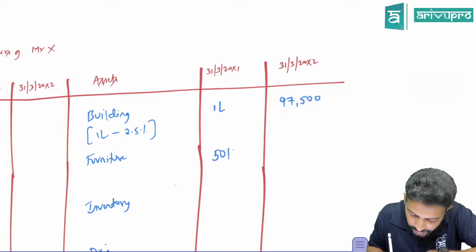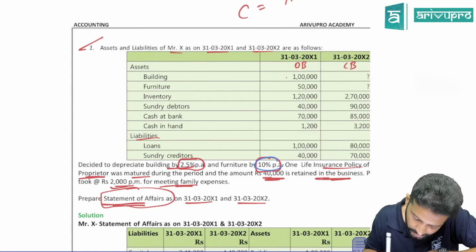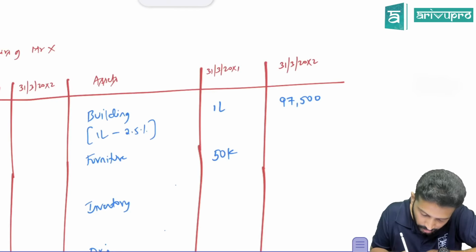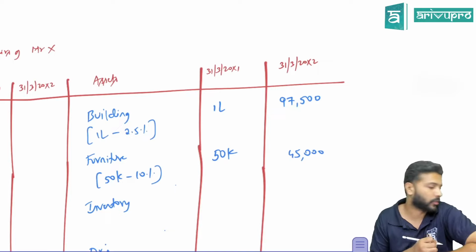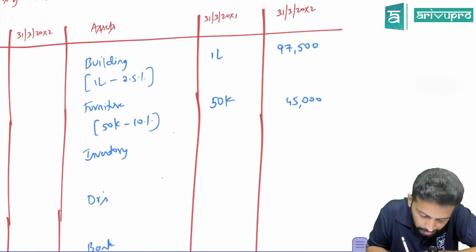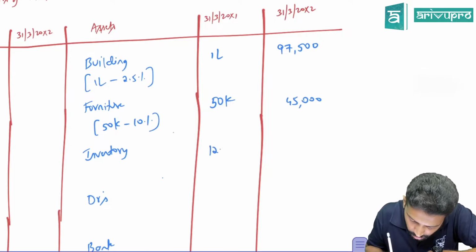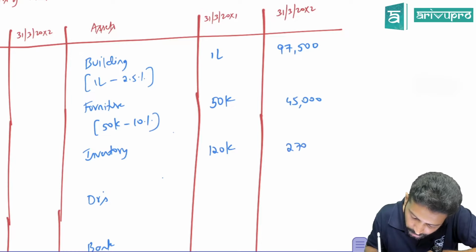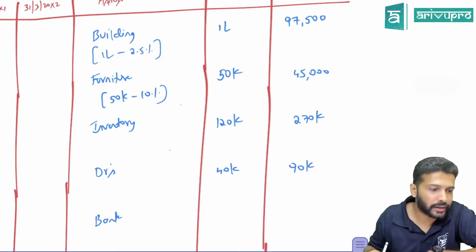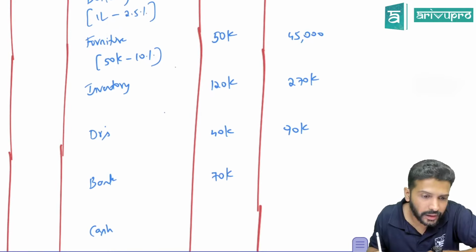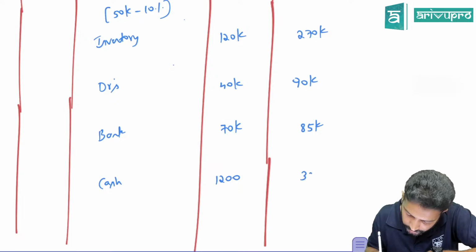Similarly, furniture. What is the balance given? Opening balance given is 50,000. Is there any depreciation on furniture? Yes, at the rate of 10%. Okay, 50,000 is the opening balance. So deduct 10%. That will be what? 45,000. After deducting depreciation, furniture value has become 45,000. Similarly, inventory value given is how much? Opening is 120. Closing also they have given as 270. Great. Debtors 40 and 90 given. Cash at bank 70 and 85. Cash in hand 1,200 and 3,200.